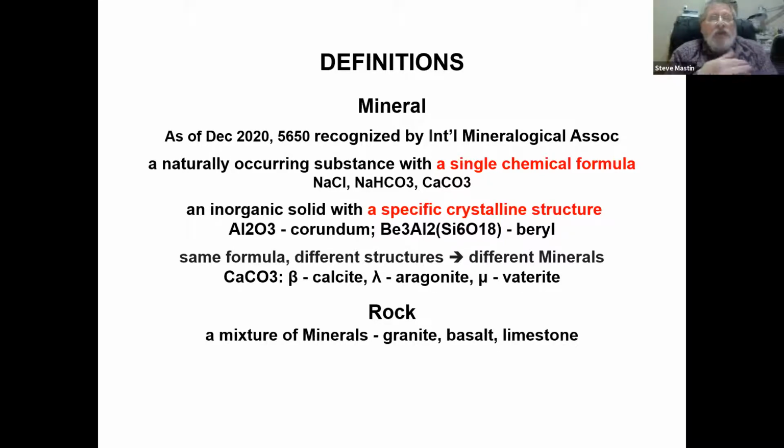And so for calcium carbonate, there's the beta form, which is calcite, there's the lambda form, which is aragonite, and there's the mu form, which is vaterite. And so there are really three different minerals, all of which have the same calcium carbonate formula. So that's a little more complicated than people expect.